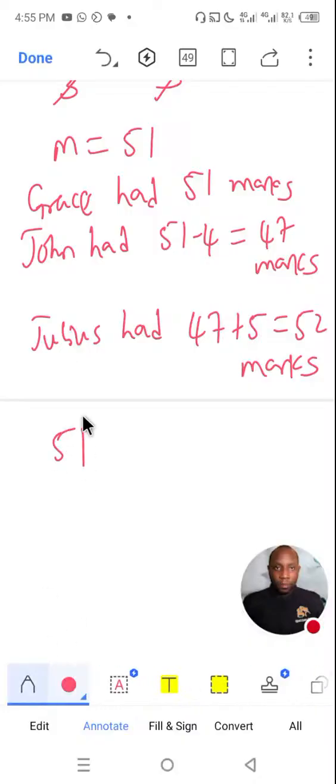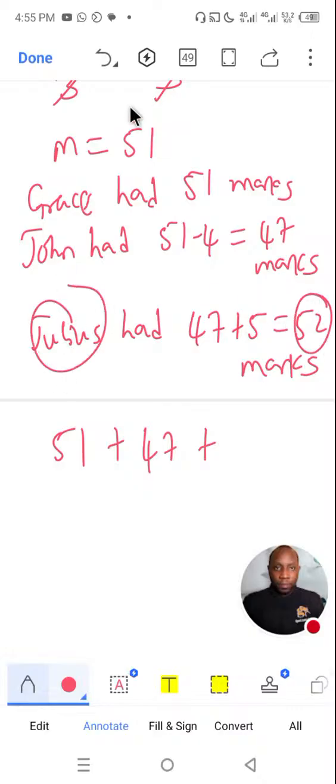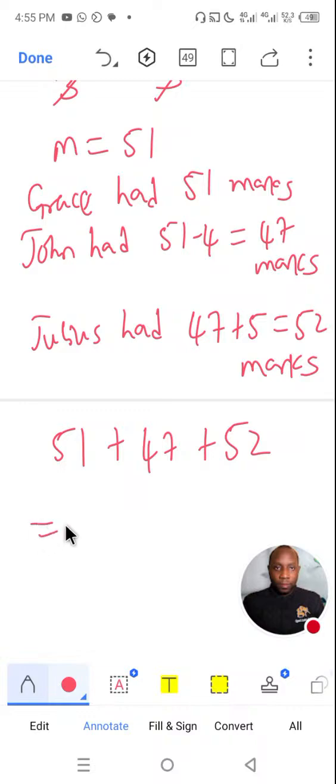So 51 from Grace, plus 47 from John, and then 52 from Julius. When you add everything, you're going to get what? 150. So yes, we are correct with the answers that we got. Okay?